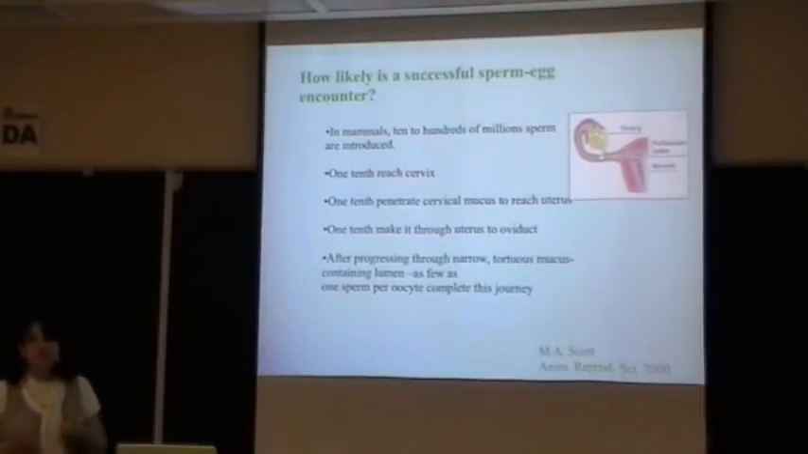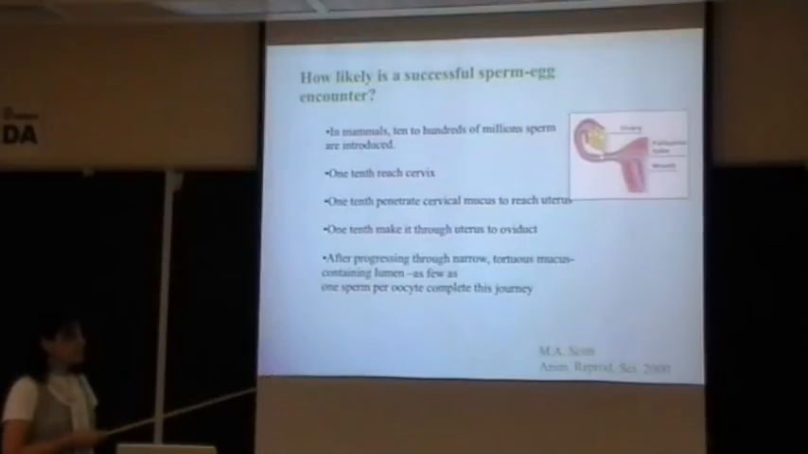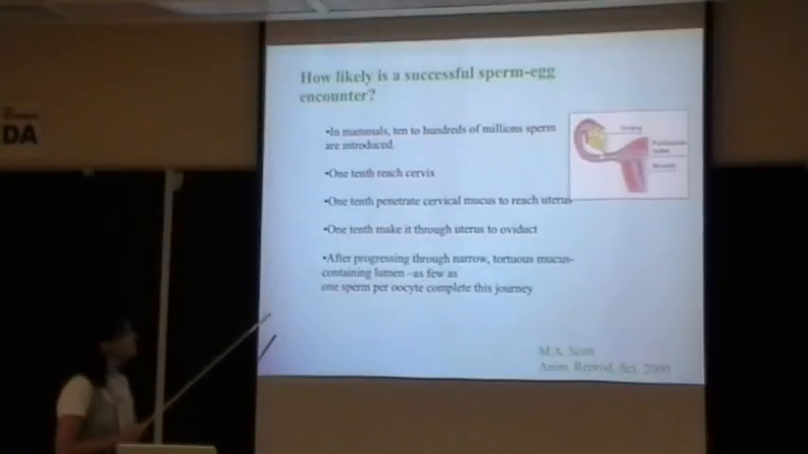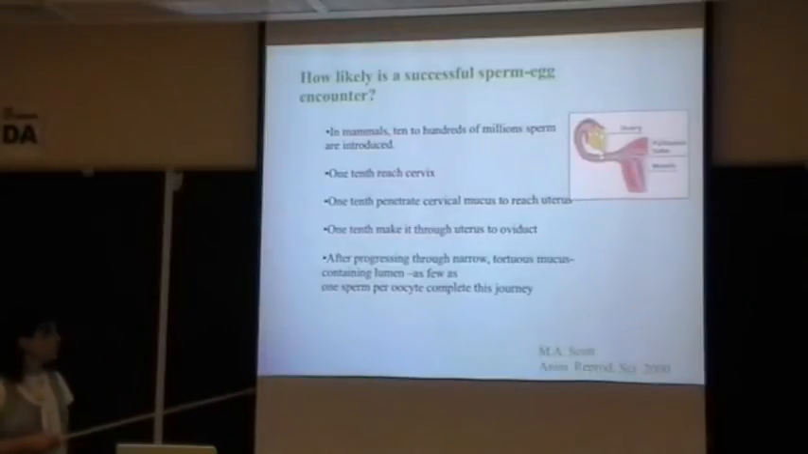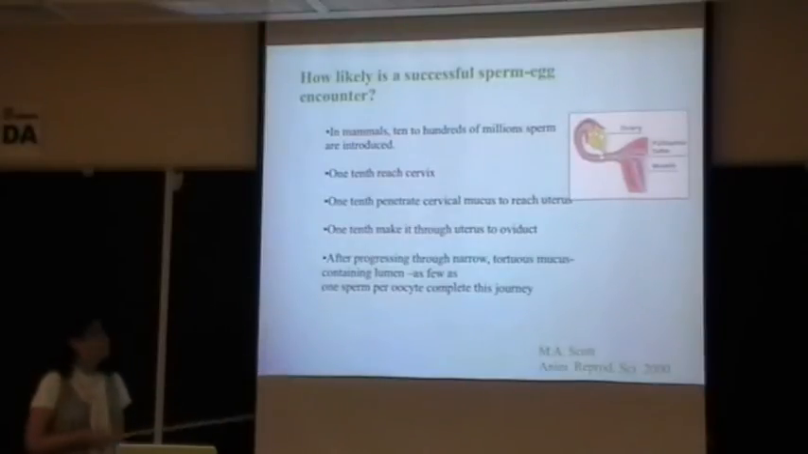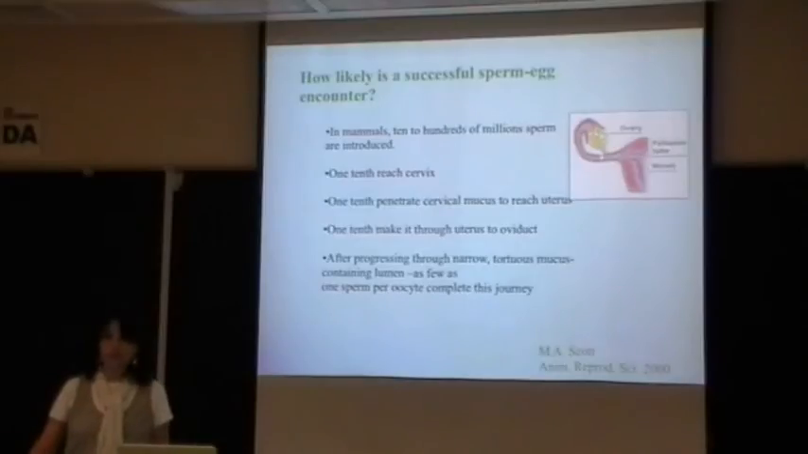Okay. So you all see these animations or renditions of all of this army of sperm racing towards the egg, right? Even in Woody Allen movies. But what's the deal? How many actually make it to the site of the egg? Even though there are tens of millions of sperm introduced into the female reproductive tract, only 1/10 of those reach the cervix. 1/10 actually can penetrate through the cervical mucus to reach the uterus. 1/10 of those make it to the oviduct. And it's been thought that a few tens of sperm actually make it to the site of fertilization.